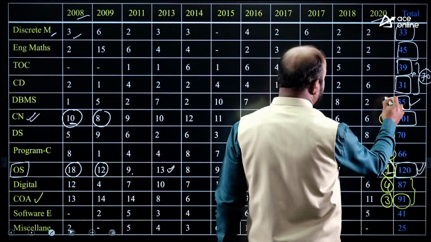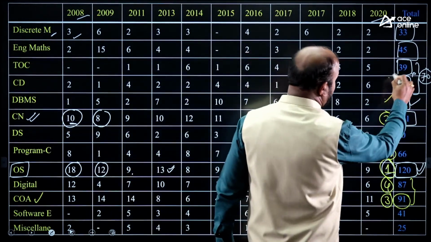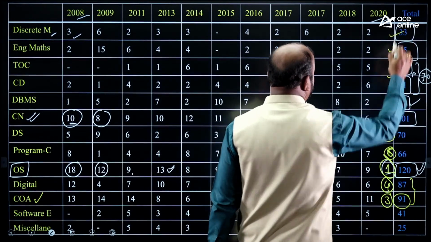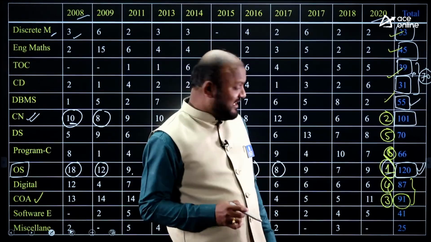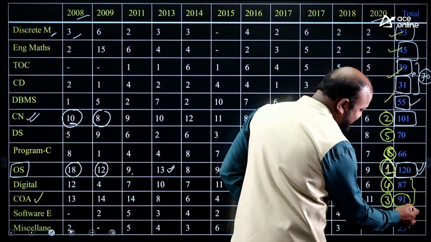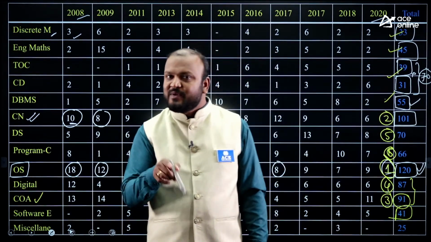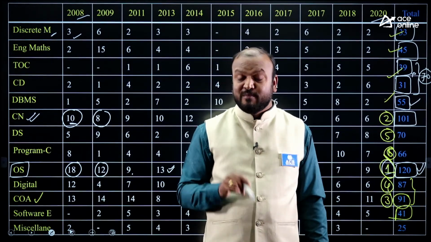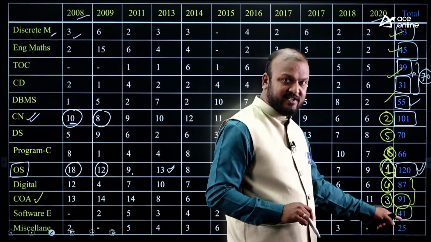Next DBMS, and next go for the TOC and compilers, because together they are one big subject. And even engineering mathematics and discrete mathematics are also important subjects. But importantly, look at software engineering, which most students generally don't read. Software engineering is not part of the GATE syllabus. Previously it was there, now it is not. But still, more questions were asked from software engineering.